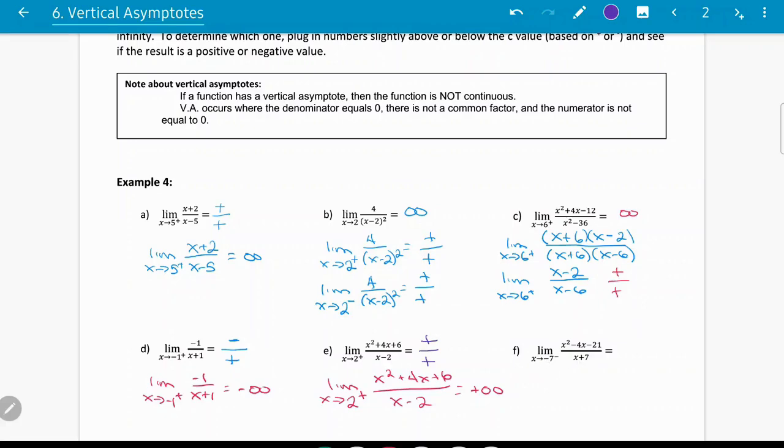So let's evaluate. We're coming in from values less than -7, so I can see that the denominator is going to be negative. And if I come in from the top, the numerator is going to end up being positive, and so that limit as x approaches -7 of x squared minus 4x minus 21 over x plus 7 is negative infinity.